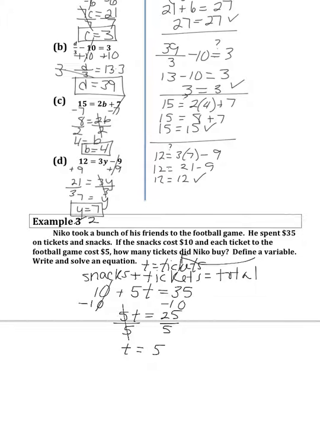Now anytime throughout this entire school year that you're doing a word problem, your answer must have a label. In this case it's easy because our variable was defined at the very beginning, and so because we know that t was representing tickets, I will just simply write that in as my label for this answer. So t equals 5 tickets.